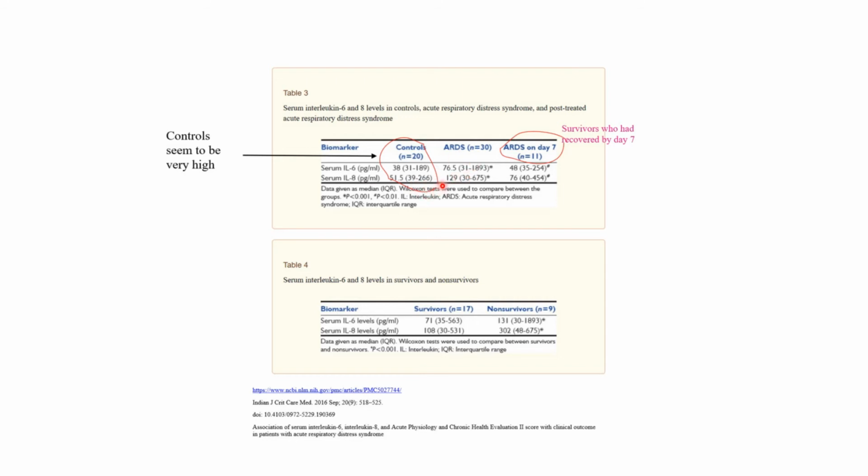But when the patient has ARDS, so this is patients with acute respiratory distress syndrome, during the disease and during recovery. During the disease, there are higher levels of IL-6 and IL-8. During recovery, they're coming down. When you look at the survivors and non-survivors, the survivors have lower values of IL-6 and IL-8. Non-survivors have higher values of IL-6 and IL-8.